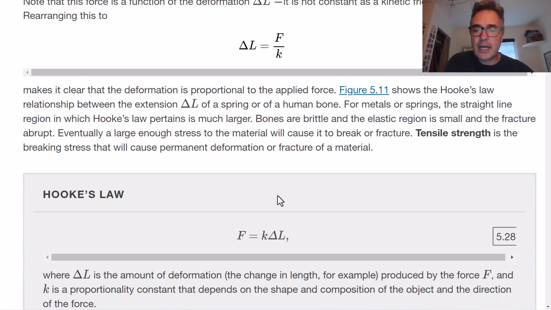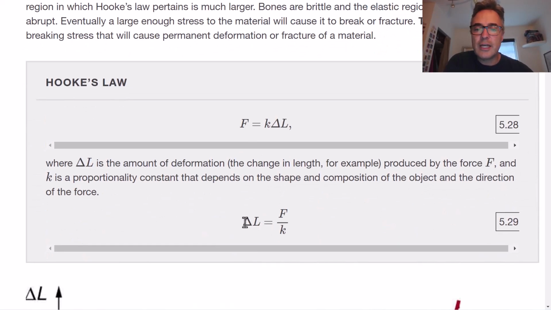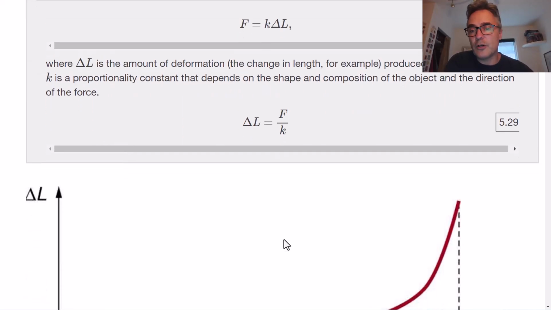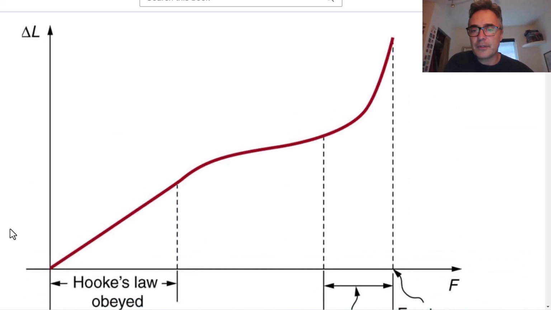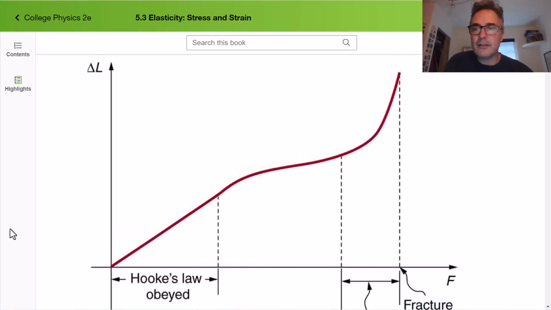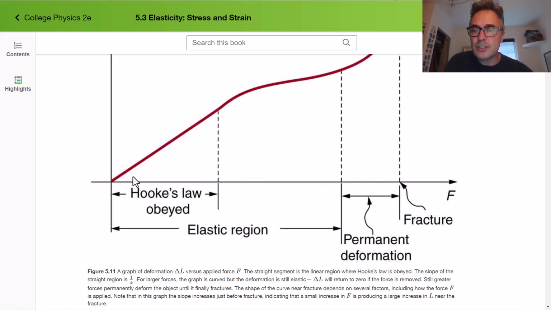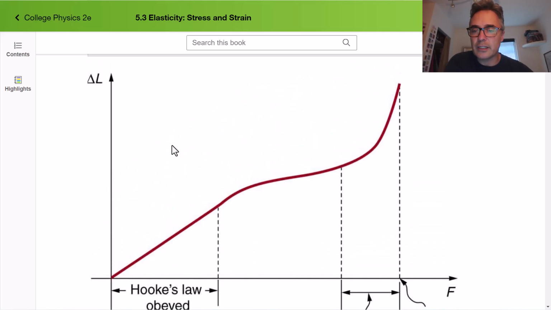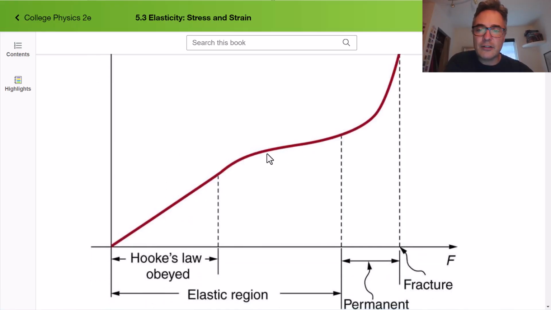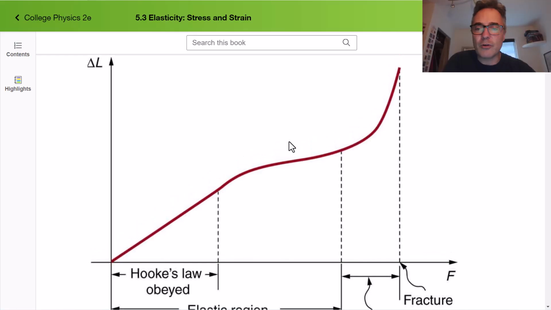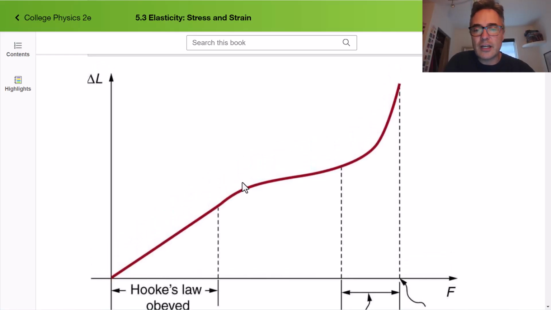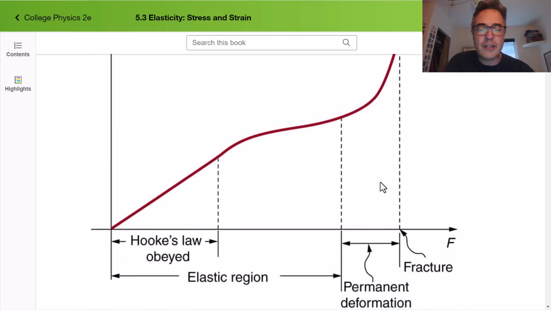Another way of rearranging that, again called Hooke's law, is delta L equals F over K. So if you were to plot on this graph delta L versus F, you get these different regions. There's the proportionality region. Hooke's law is obeyed for small delta L's. The slope of this straight region is 1 over K, where K is that proportionality constant. And then usually if you overstretch something or overcompress it, it starts to fail. Then it deforms, and eventually it actually breaks.